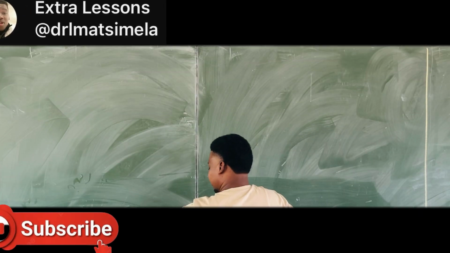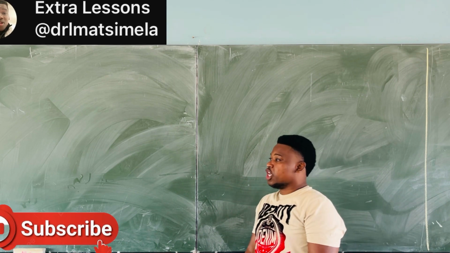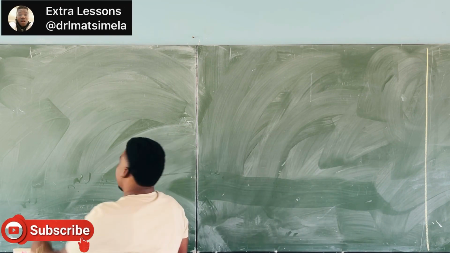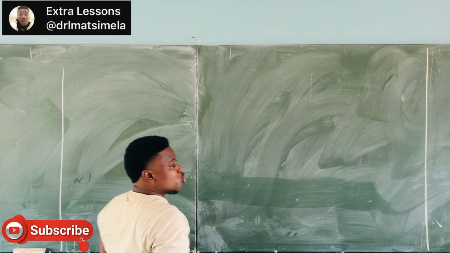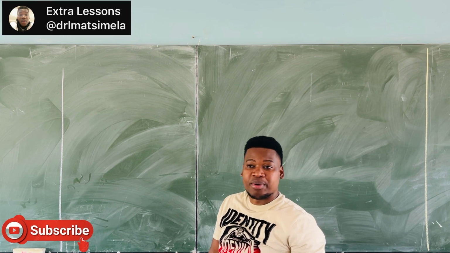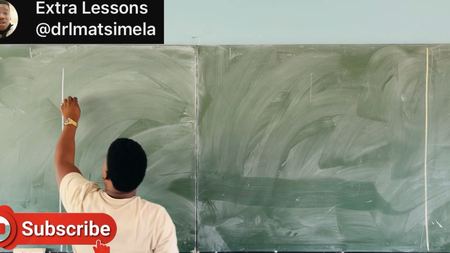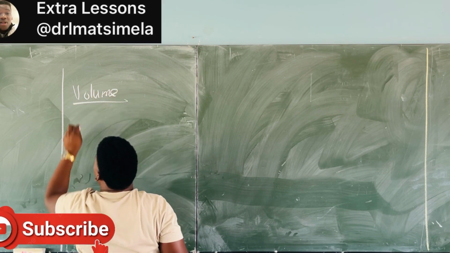Today I want us to do the surface area with the volume of 3D shapes. The first one I want us to do is the square. When the square is in a 3D shape, we call it a cube. Are we clear? Yes. Good. Now let me start with the volume first, then I will do the surface area later.